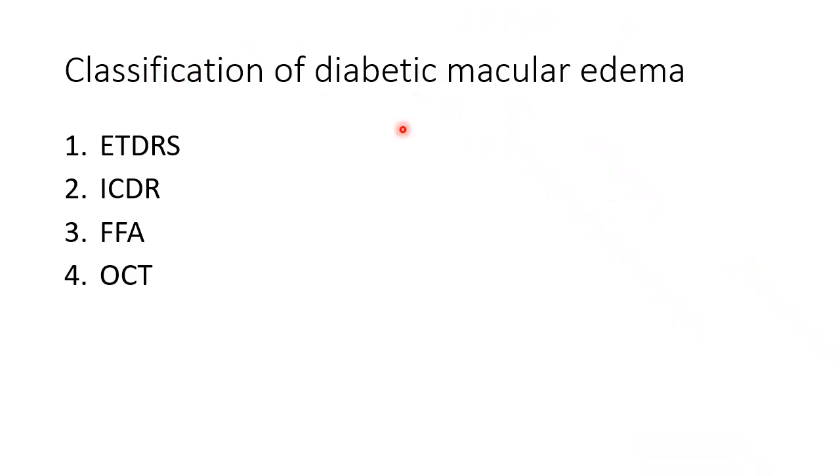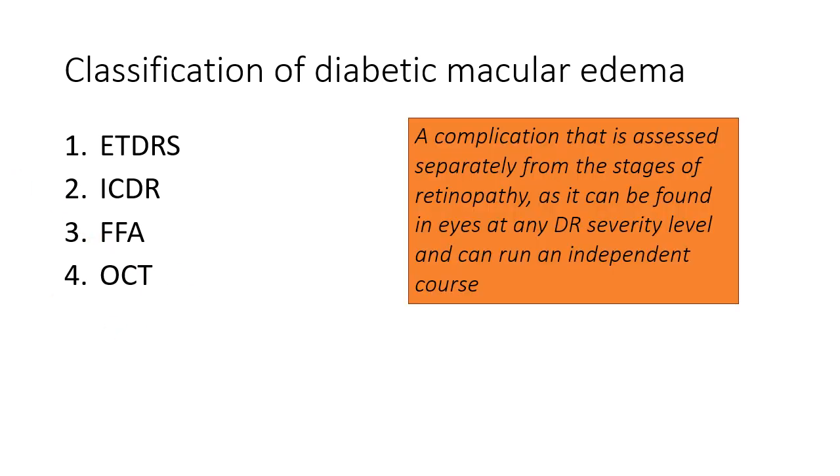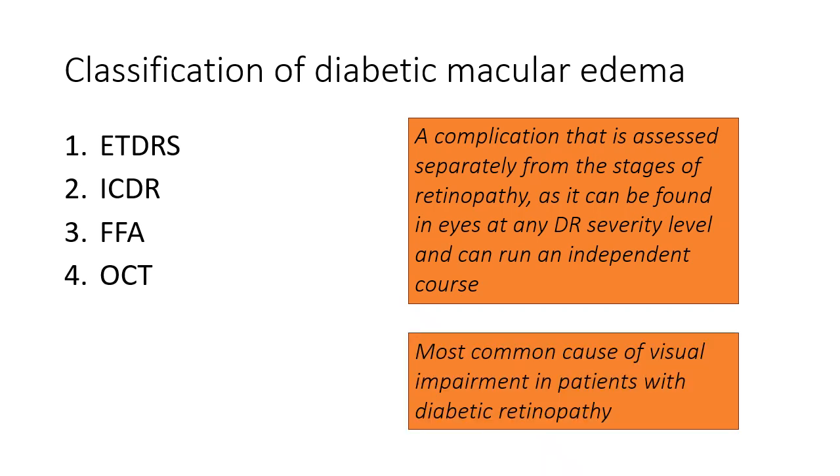Classification of diabetic macular edema follows these four systems. So there is ETDRS, International Classification, FFA, and OCT. So diabetic macular edema, it is important to read this topic separately because it is a complication that is assessed separately from the stages of retinopathy, as it can be found in eyes at any level of DR severity, and it can run an independent course. It is the most common cause of visual impairment in patients with diabetic retinopathy.